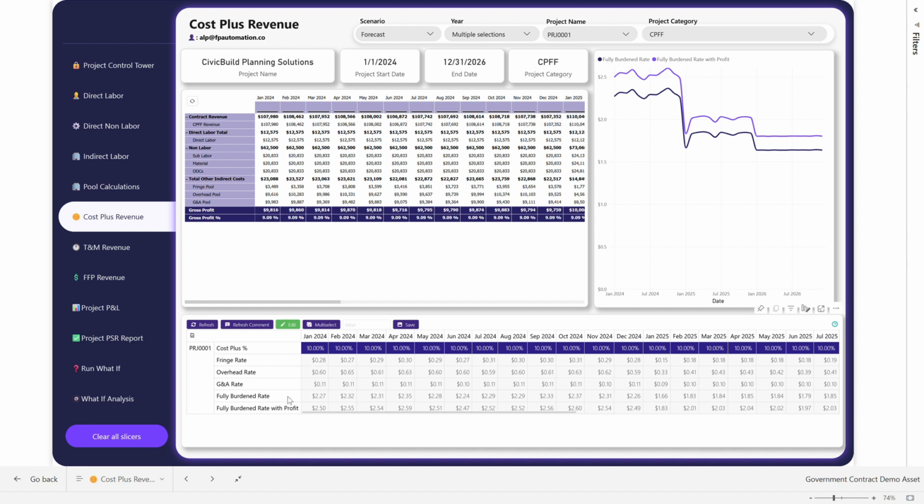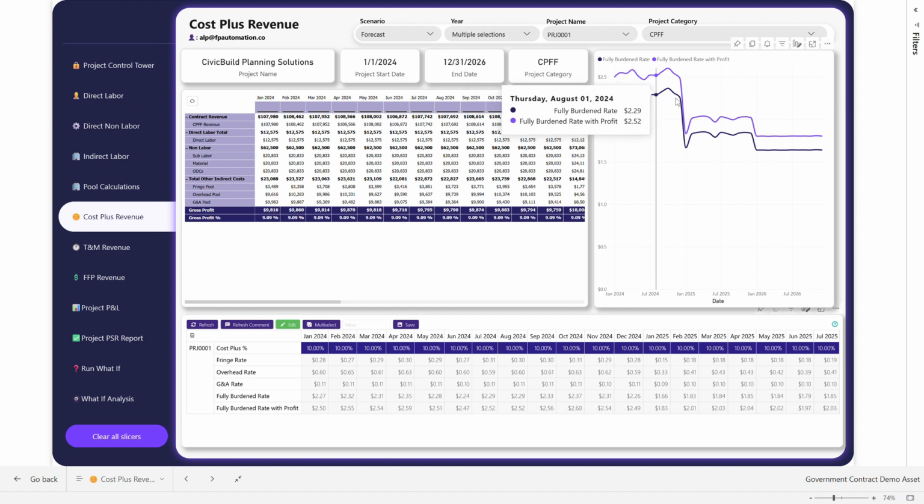So in this case, our fully burdened rate for the month of January is $2.27. So again, for every dollar of labor we charge, we need to charge $2.27 on top of that in order to be able to break even on direct labor. And then for every dollar of non-labor we charge, we need to charge $1.11 on top of that in order to break even with G&A. When we factor in the cost plus percentage for those, we then come to a revenue assumption here.